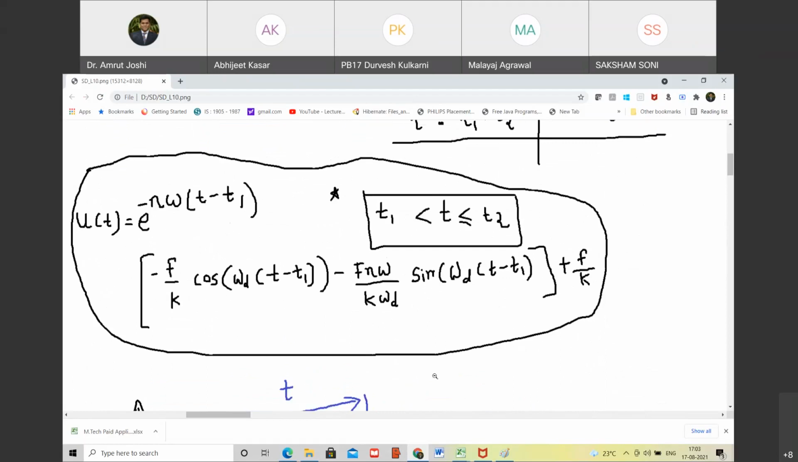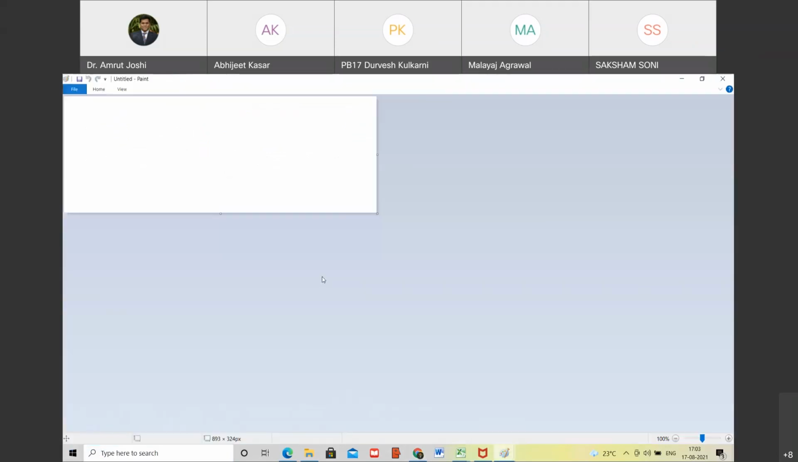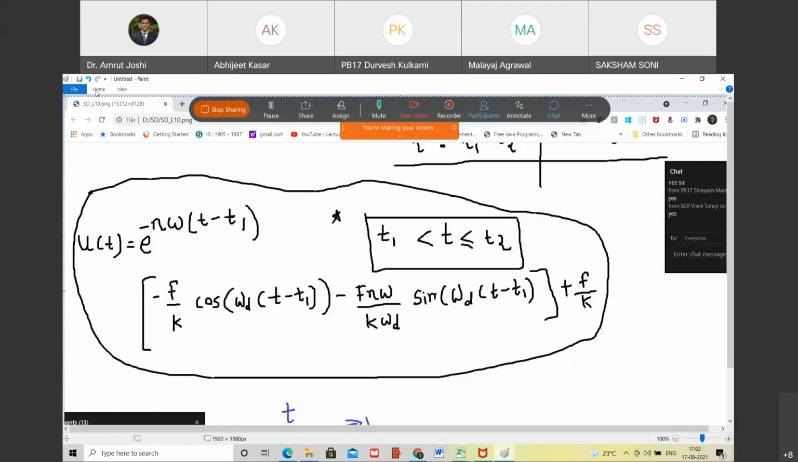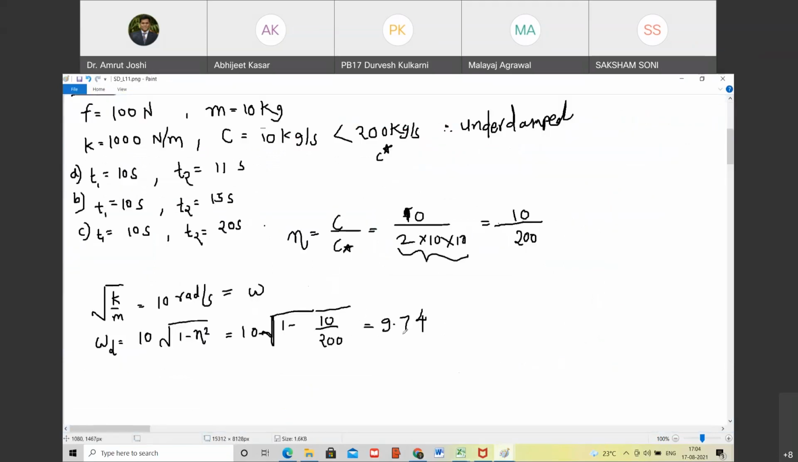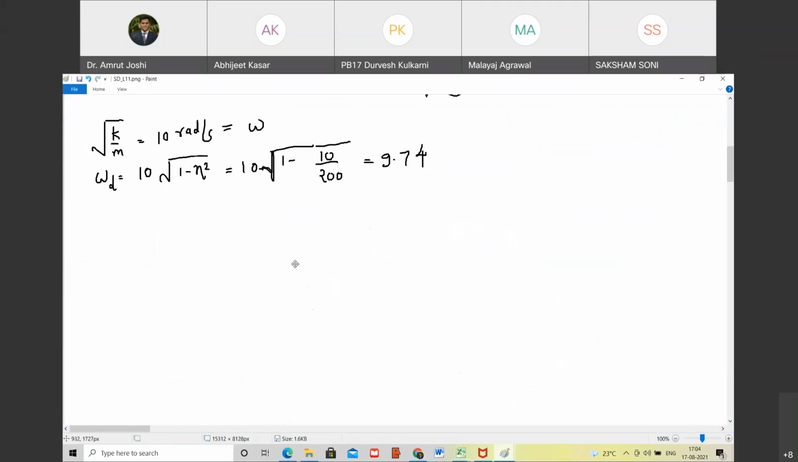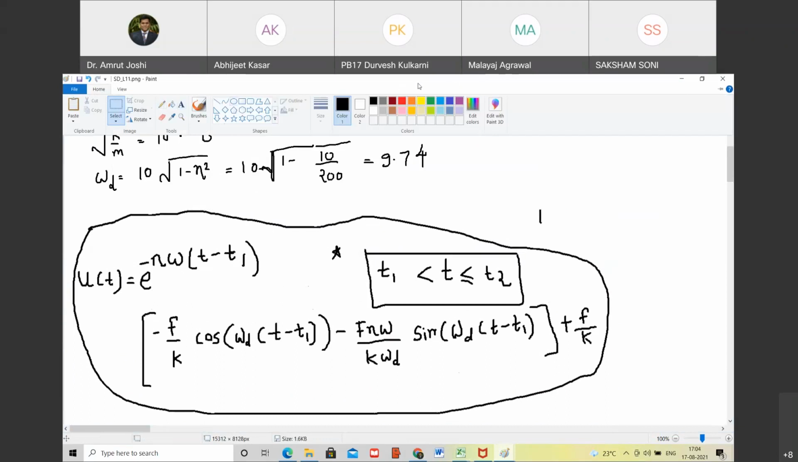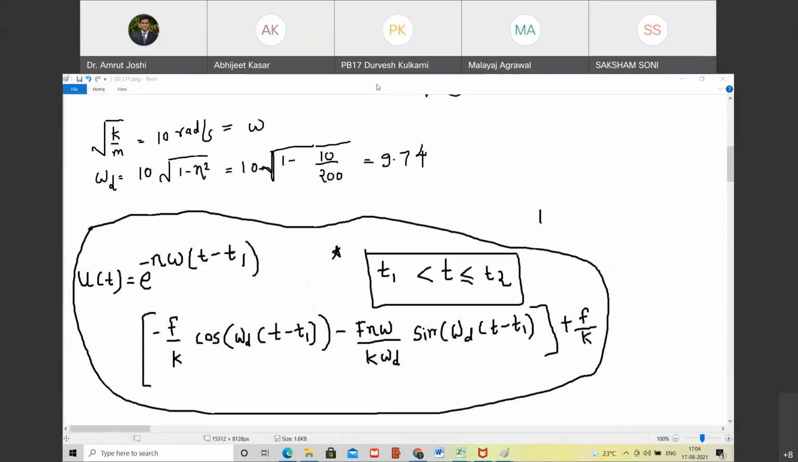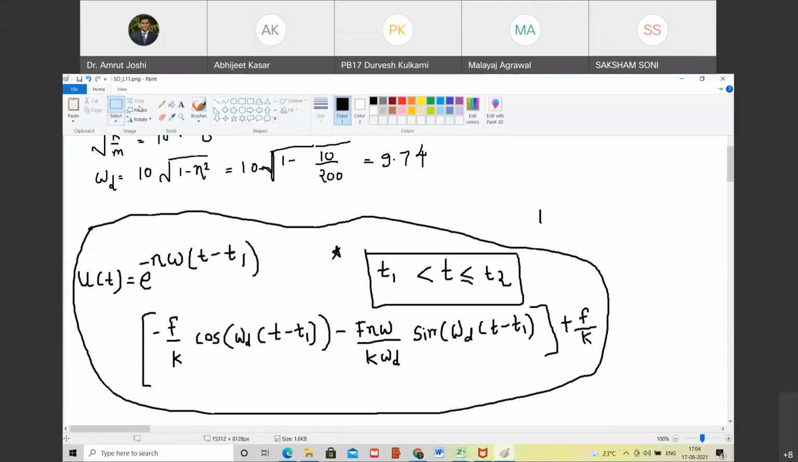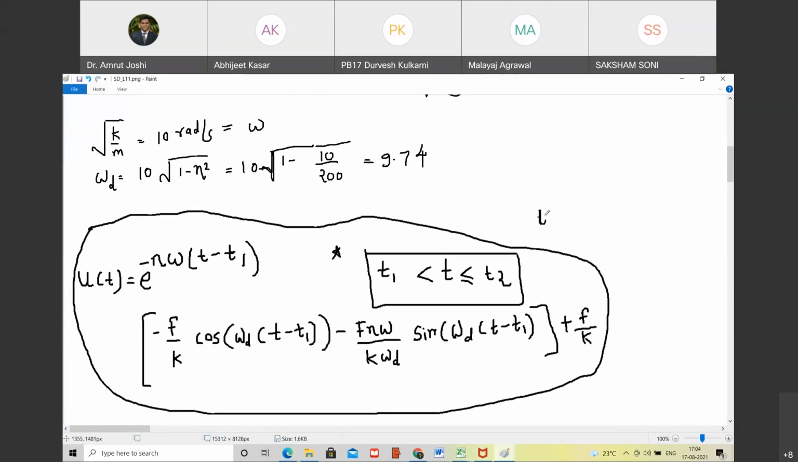So I need to take this. Let me take this, print screen. Just give me a second. This is the response. This is the response of the system from time T1 to T2. Are you with me? Please type your response. Do you remember this? This is from T1 to T2. I am waiting for the response.